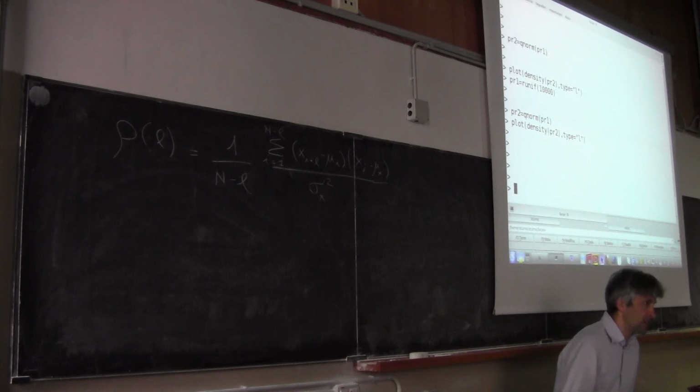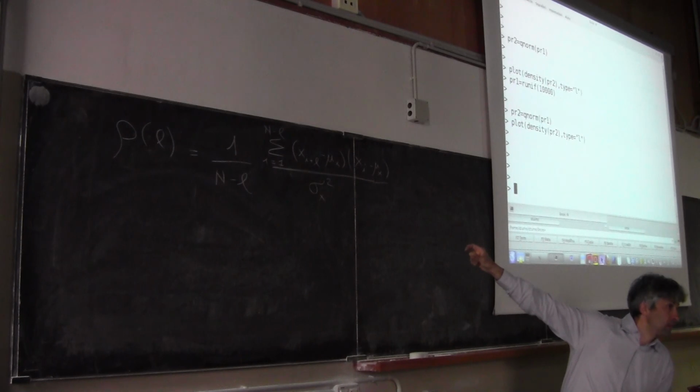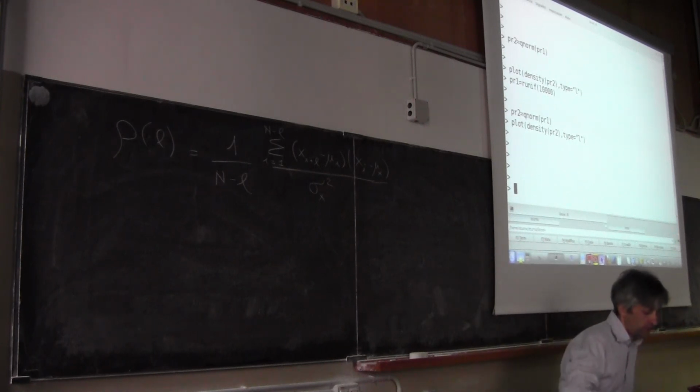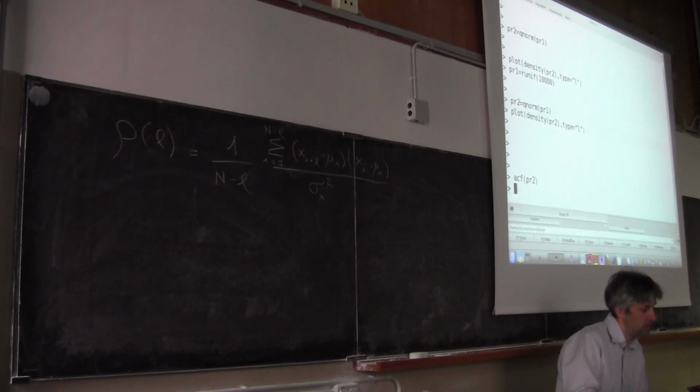Now, as I said yesterday, if you draw a graph that depicts the value of the correlation coefficient against the L value, you get something called autocorrelation function. And you can compute it in R by writing just acf. This is the function. Let's compute it for PR2, which is a Gaussian series that has a sample size of 10,000. And let's look at the resulting graph.